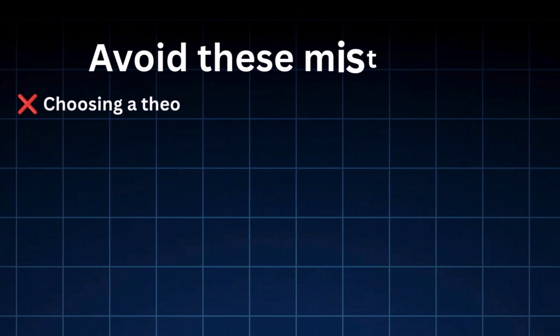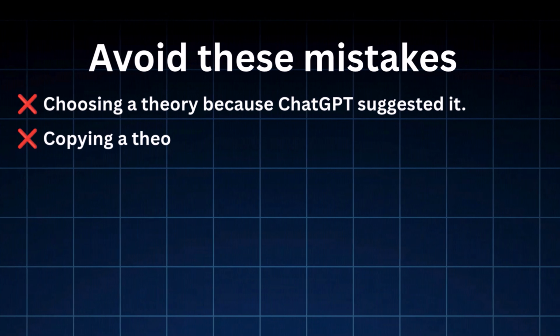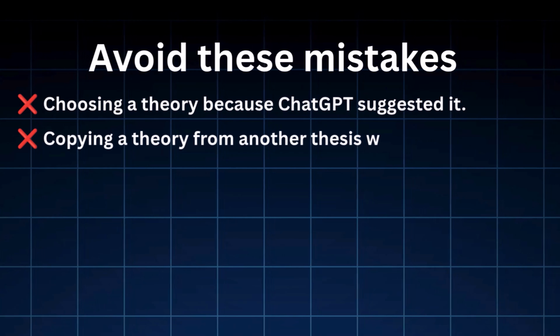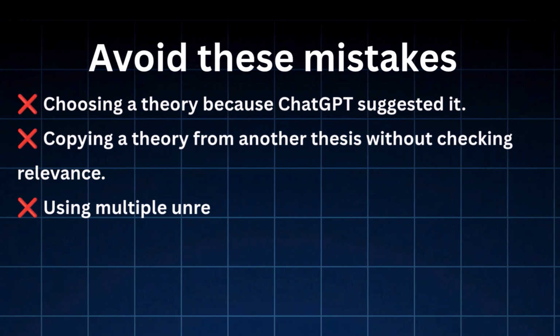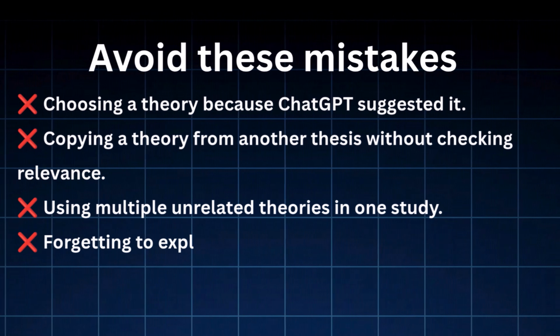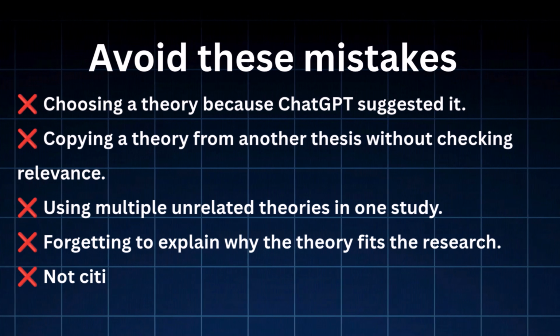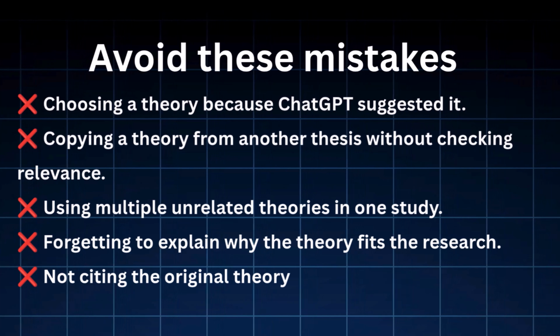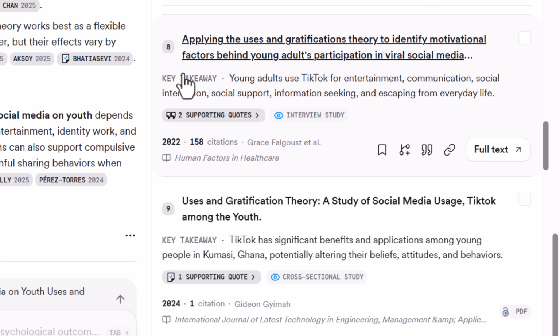Avoid these mistakes. Choosing a theory because ChatGPT suggested it. Copying a theory from another thesis without checking relevance. Using multiple unrelated theories in one study. Forgetting to explain why the theory fits the research. Not citing the original theory source. Always verify AI-generated suggestions using peer-reviewed research papers. Now you know how to find, verify, and justify the best theory for your research using AI.